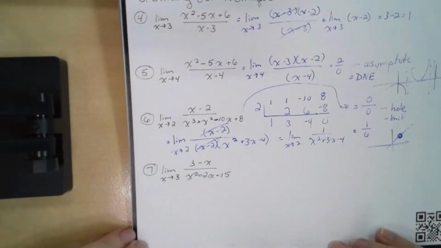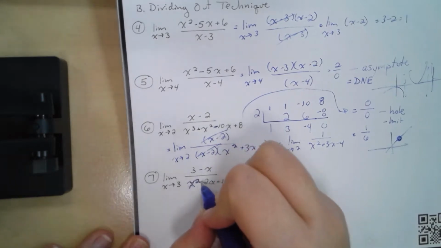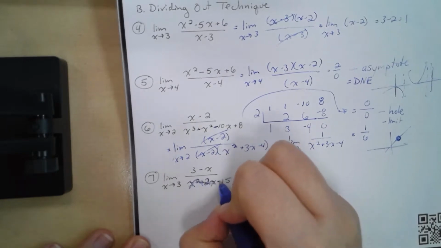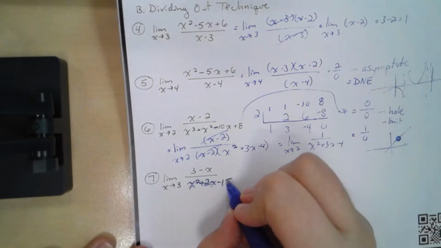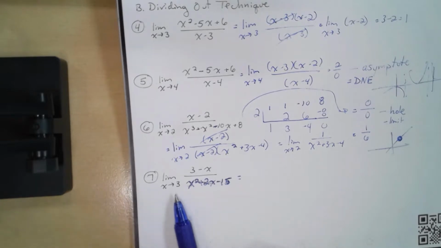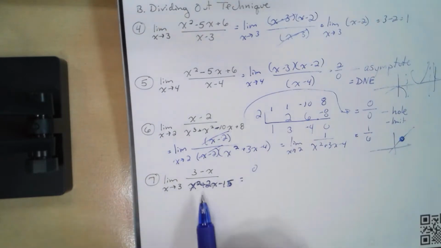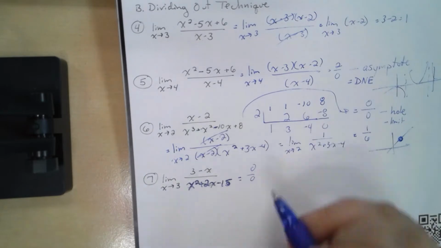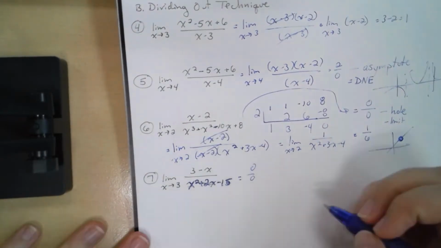Let's look at number 7. Now here we have the limit, this got a little bit smudged, as x approaches 3 of 3 minus x over x squared plus 2x minus 15. Now, if I substitute in 3 right away, let's see, does our limit exist or not? If I put in 3 over here, I'm going to get 0 over 9 plus 6 minus 15, which is going to be 0. So if I have 0 over 0, I know I have a hole, and I know I have a limit. Therefore, I can break this up.